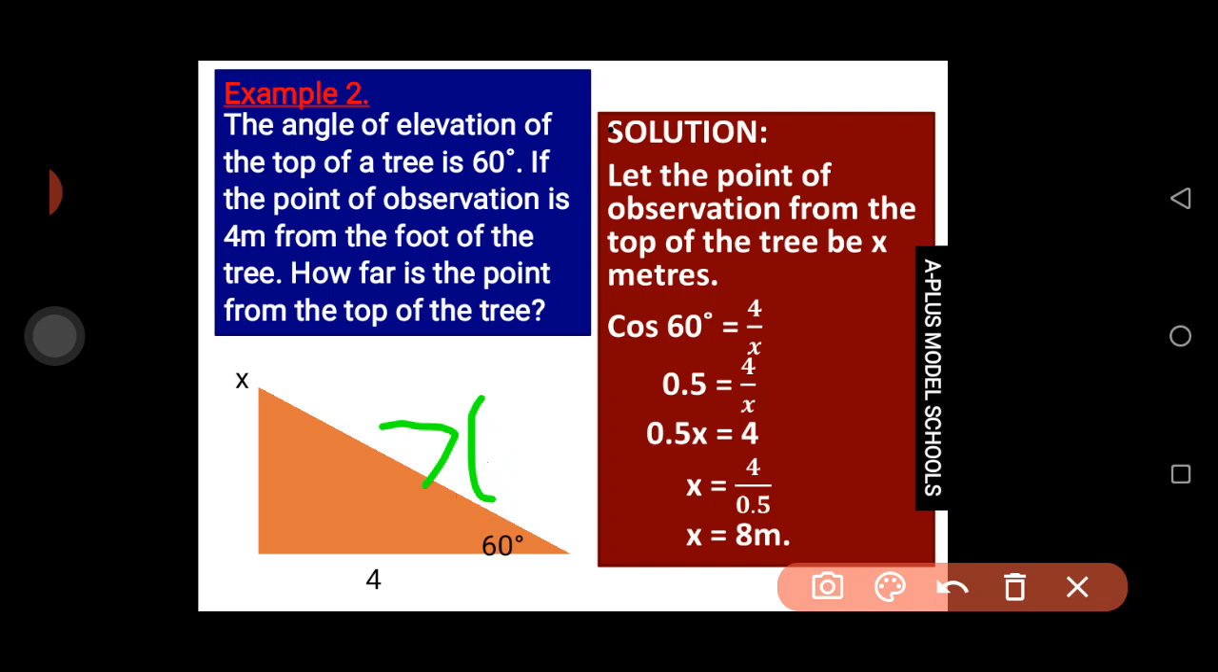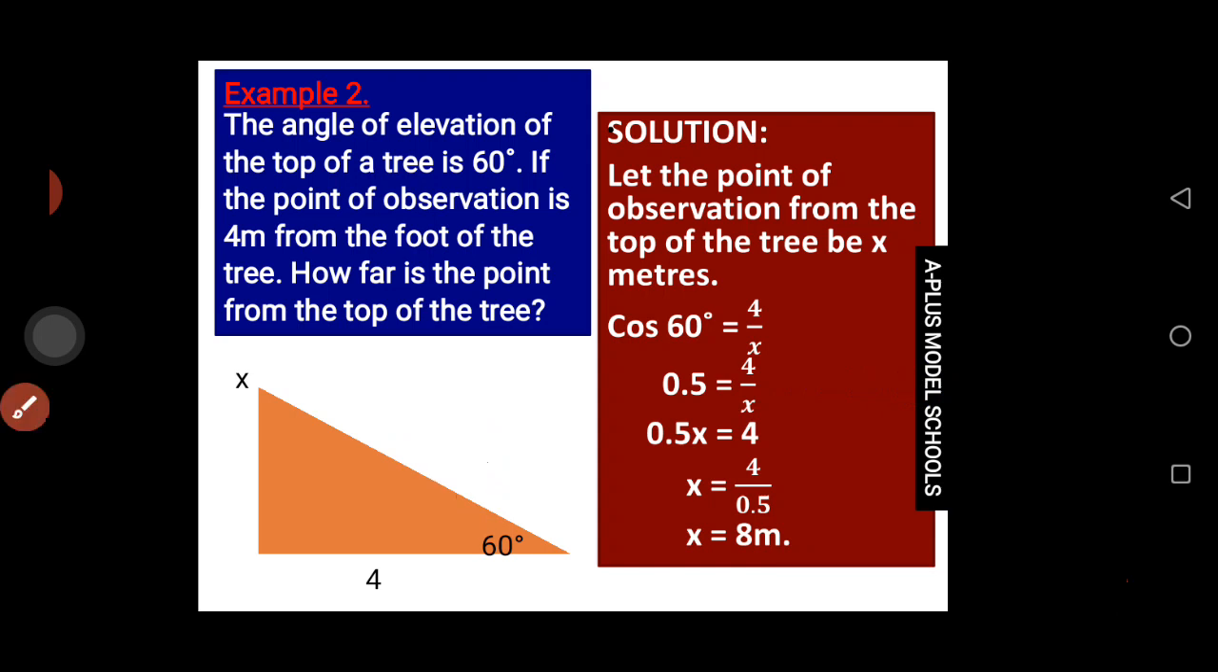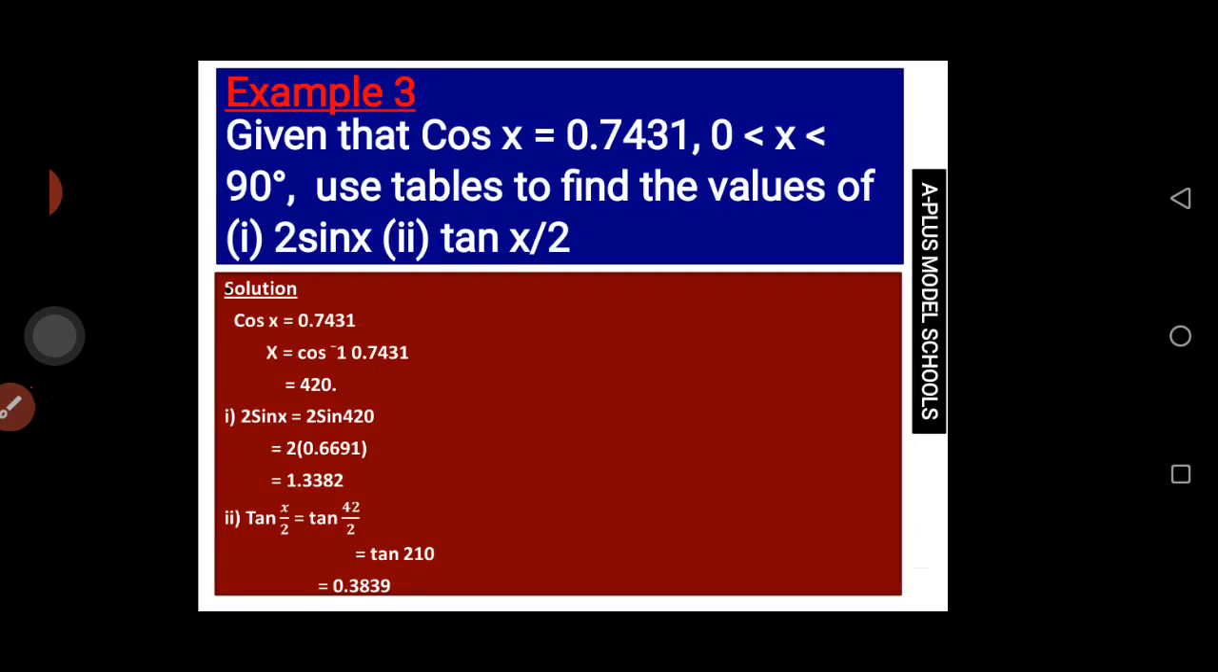When you check your 4-figure table, cos 60 will give you 0.5, which is equal to 4 over x. When you cross multiply, that will give you 0.5x equal to 4. Then divide both sides by 0.5. That will give you 4 over 0.5, which is 8 meters. So how far is the point from the top? The length will be 8 meters.